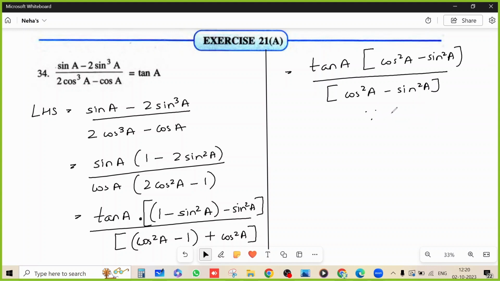This is by the trigonometric identity that sin square theta plus cos square theta is equal to 1. Therefore, 1 minus sin square A will be equal to cos square A, and minus 1 plus cos square A will give us minus sin square A. So the bracket here will get cancelled out and we are left with tan A, and this is equal to the right hand side and hence proved.